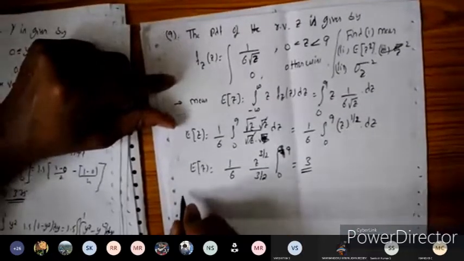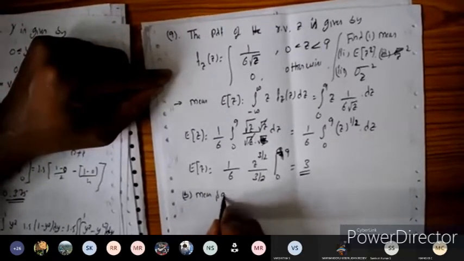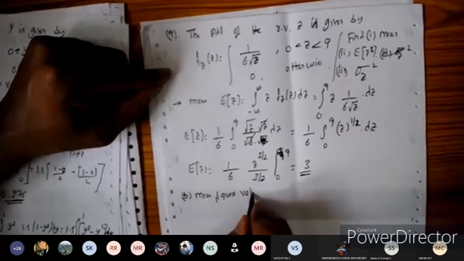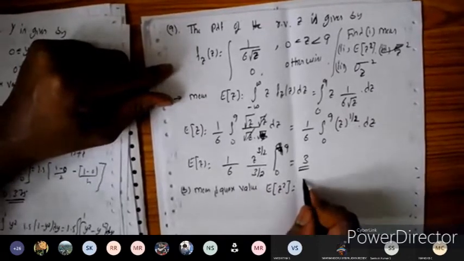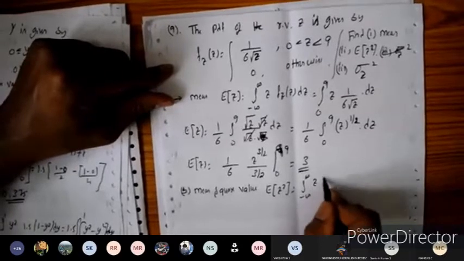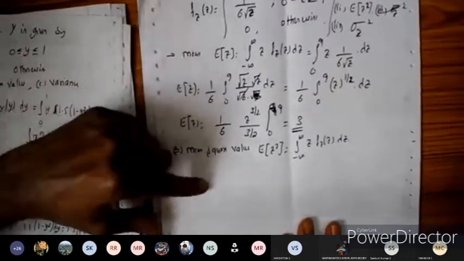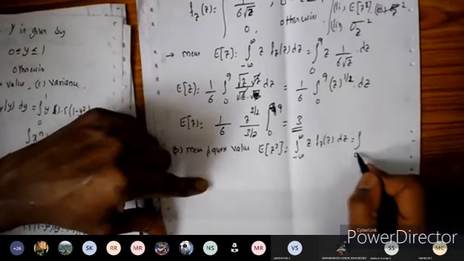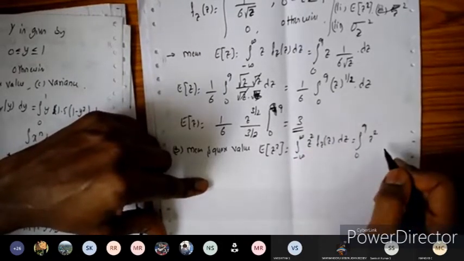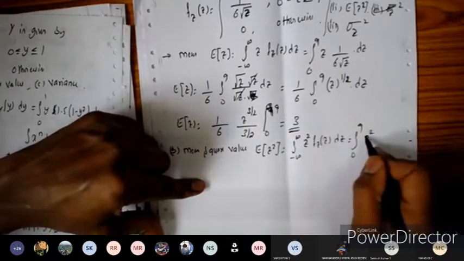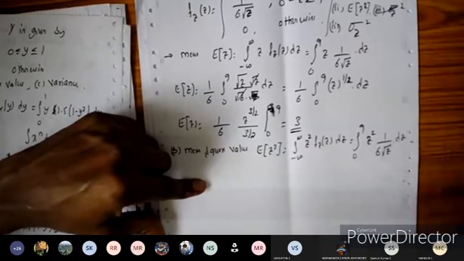Very good. So similarly, let us find out the second quantity, the mean square value. This is given by the expected value of z square, which is the integral from minus infinity to plus infinity of z square into fz of z into dz. Let us substitute here. So the integral from 0 to 9, the mean square is z square here, z square into 1 divided by 6 into root of z into dz.